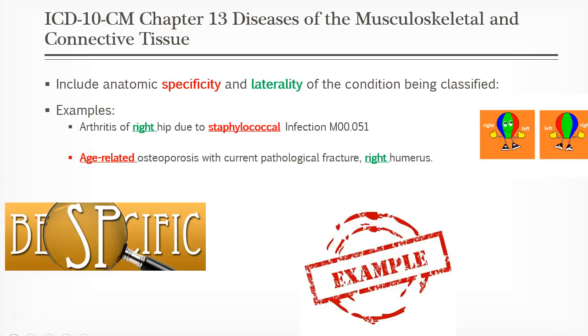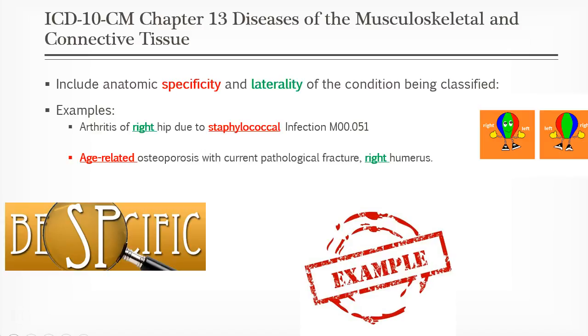So next we're going to look a little bit at ICD-10, and the chapter for musculoskeletal and connective tissues is chapter 13. So it's not just chapter 13 in your book, just to make sure I'm not confusing you. So it includes the anatomic specificity and laterality of the condition being classified. So I have a couple of examples here.